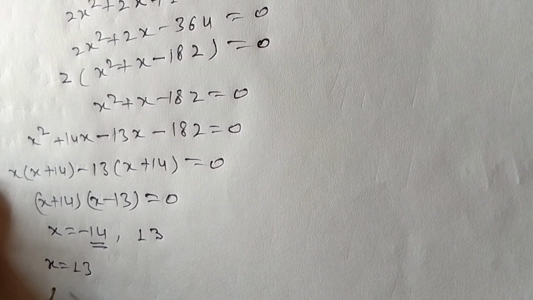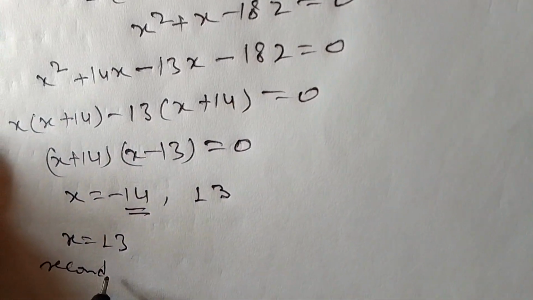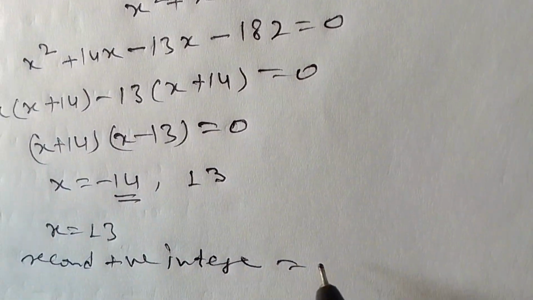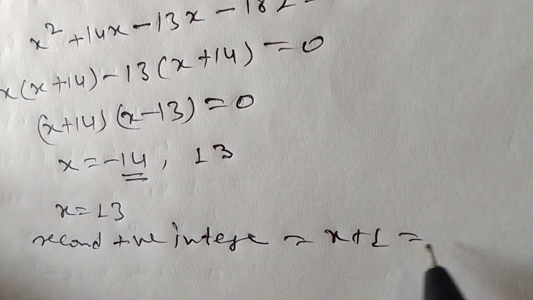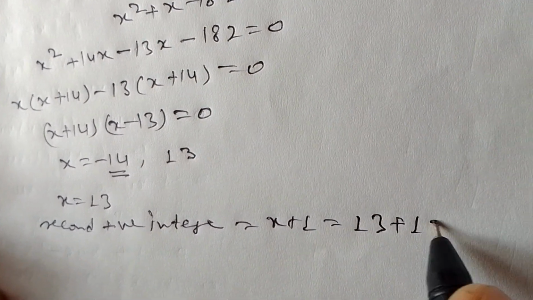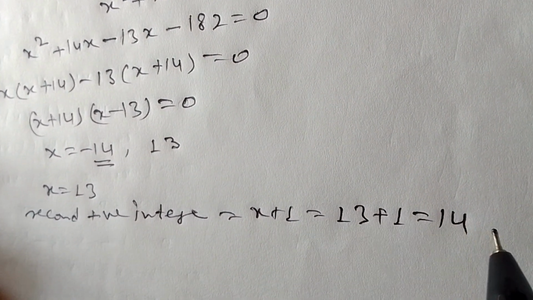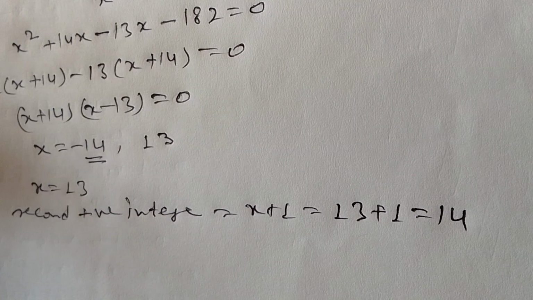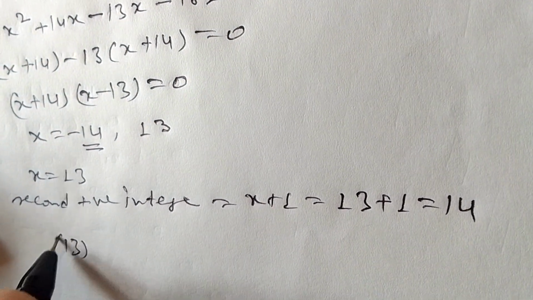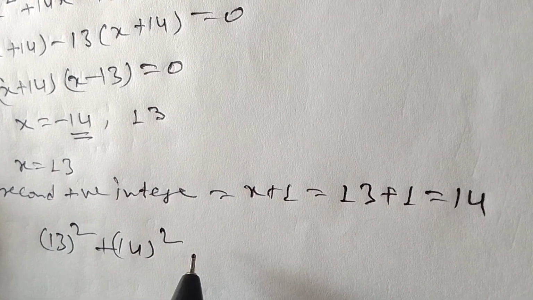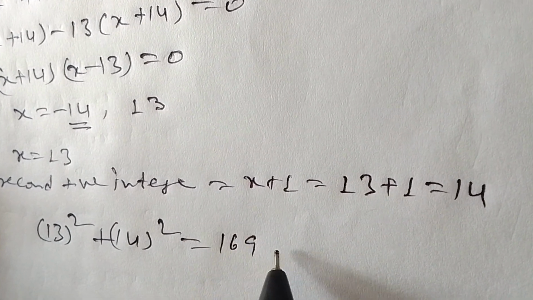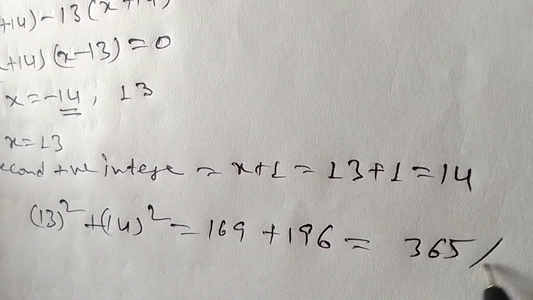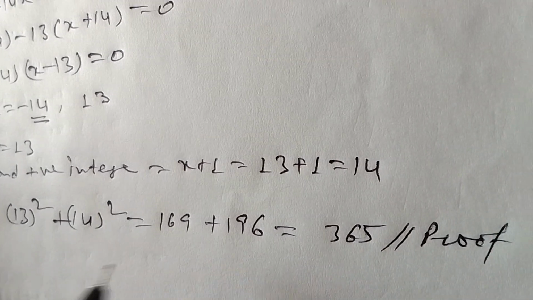So the second positive integer, that is x plus 1, x we have calculated 13, plus 1, that is 14. So the numbers are 13 and 14 because their sum of squares becomes 365. We can prove it by writing 13 square plus 14 square. It comes out to be 169 plus 196, that comes out to be 365. So this is the proof.